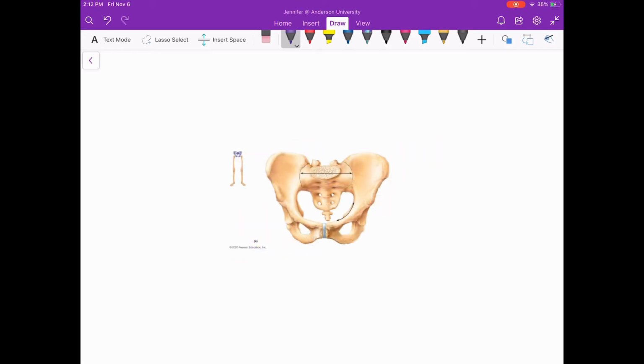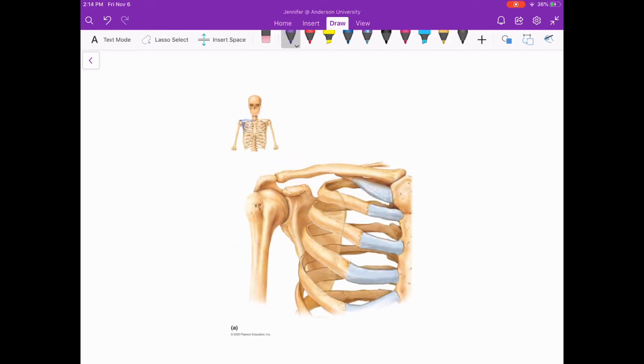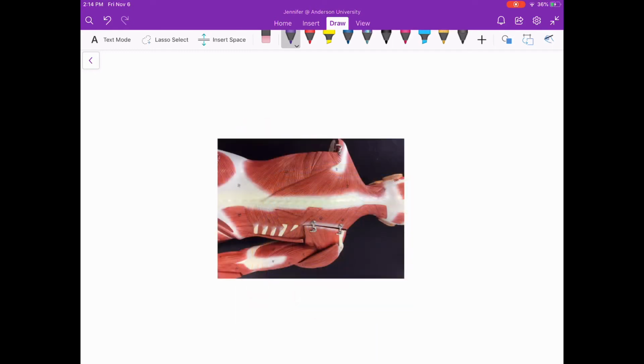Here we have a picture of the pelvis so that you can see the iliac crest, which you can easily palpate on your own. Finally, we have another picture showing the ribs as well as the humerus. Here we have a model. Again, this is one of the easiest muscles to identify anywhere.